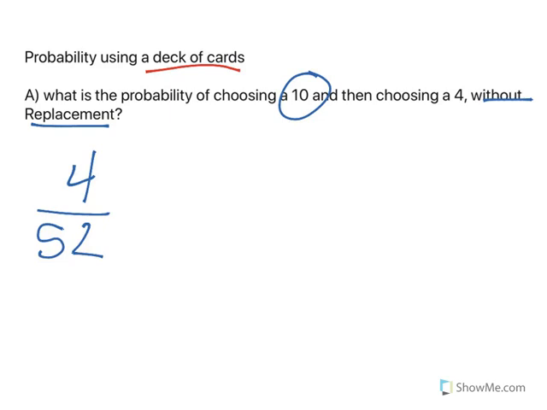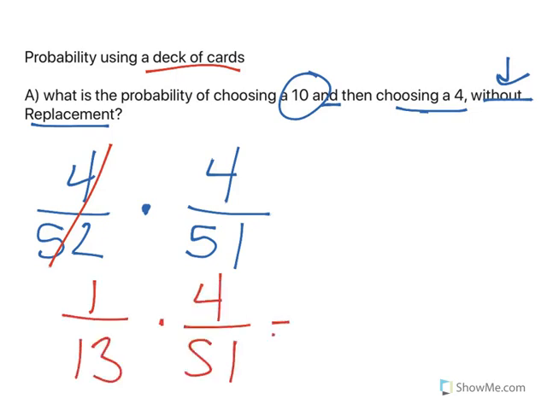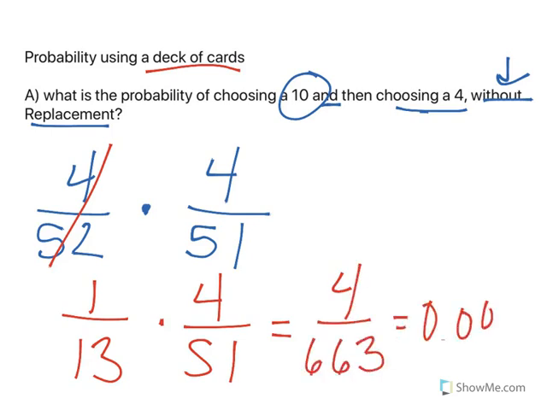Now, and means to multiply, so we're going to multiply, and then we're going to choose a 4. Well, there are 4 4s as well, but the key is without replacement, meaning after I took that first card, I did not put it back in the deck. So instead of having 52 cards to choose from, I now only have 51 cards to choose from. So you can see how this kind of changes our multiplication piece. Now, if you wanted to, you could reduce this fraction to 1 over 13 times 4 over 51. It gives us a fraction of 4 over 663, which as a decimal is 6 thousandths. So that is the probability of choosing a 10 and then choosing a 4 without replacement.